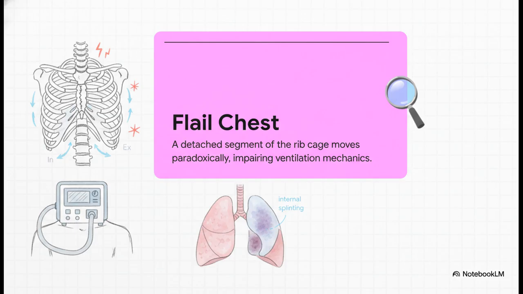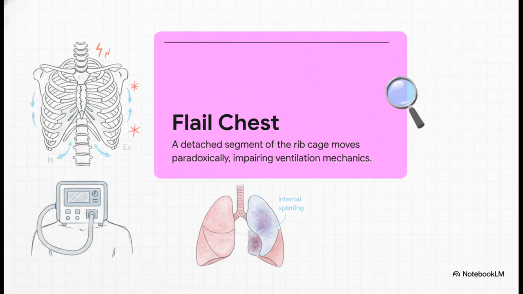When the patient tries to breathe in, that segment gets sucked inwards, and when they breathe out, it bows outwards. It's called paradoxical motion. But you know what? The real problem isn't usually the paradoxical movement itself. It's the excruciating pain, and even more importantly, the underlying pulmonary contusion, the bruised lung beneath the fractures.